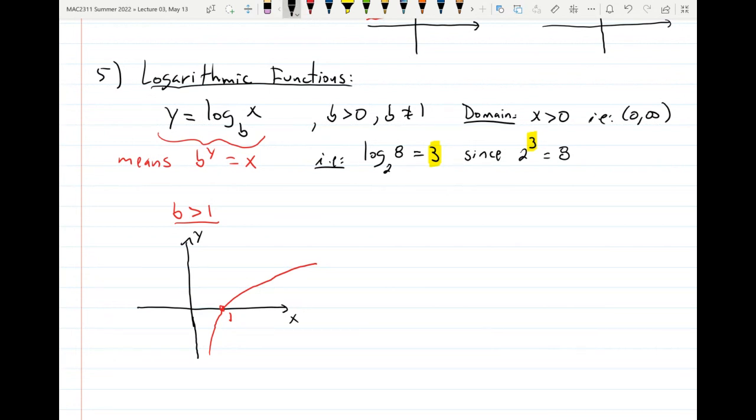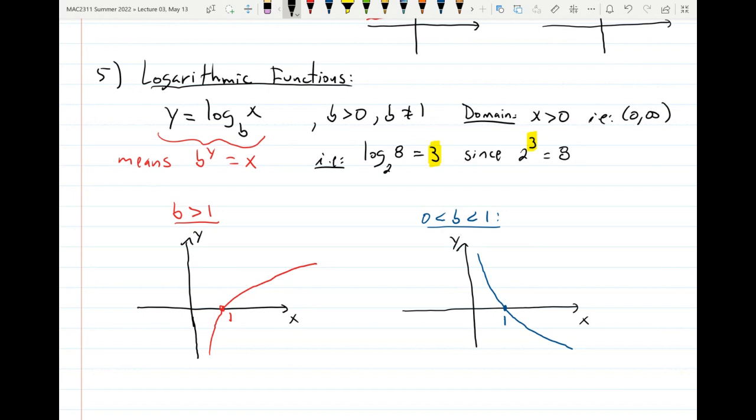And then if the base is between 0 and 1, the function looks like this. It's reflected about the x-axis, so it's going to have this shape. In this case, when we get close to 0 from the right, the function approaches positive infinity. So that's how the logarithmic function looks.